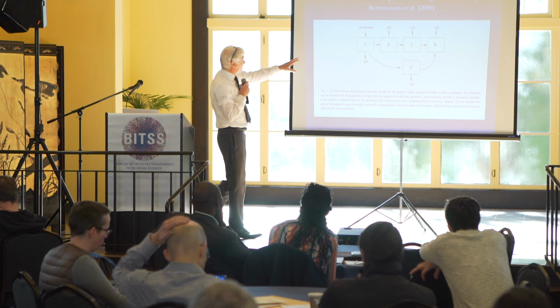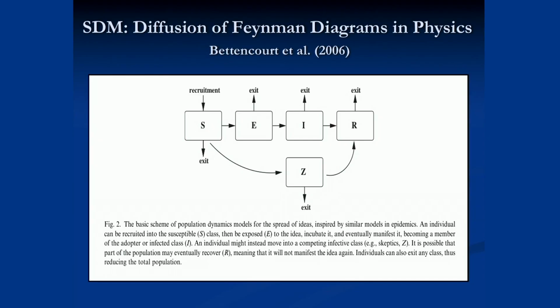And they used a simple basic SIR model, so individuals were susceptible to using the diagrams, they were exposed to the diagrams, they were infected, i.e. they were using them, and some people could recover. You could use them and then not use them anymore in your research. Or you could exit here and become a skeptic. So somebody who not only didn't use them, but was skeptical about using them and published papers saying they weren't a very good idea. So it's a fairly simple stock and flow model.